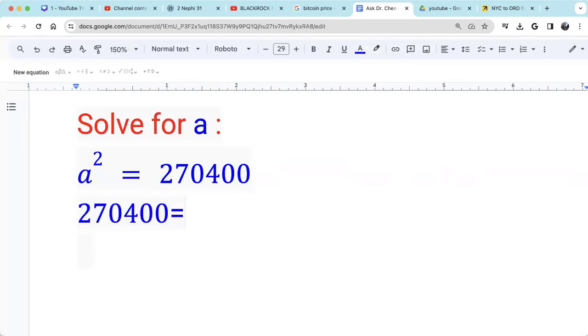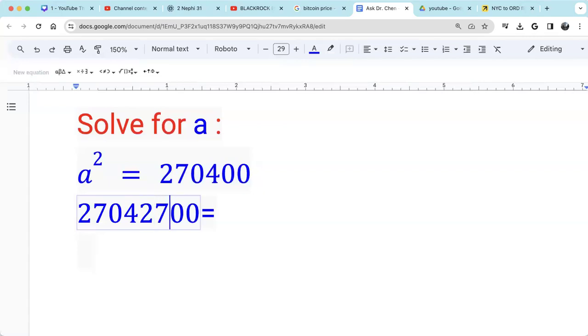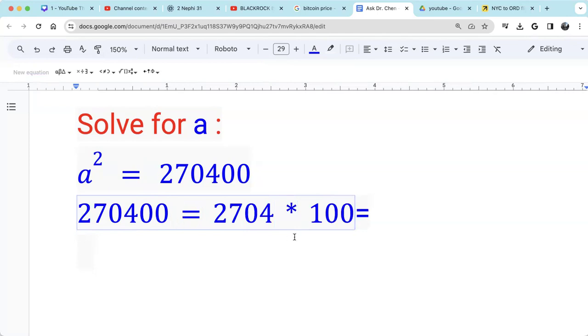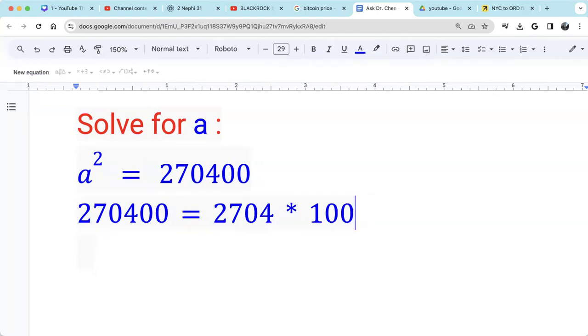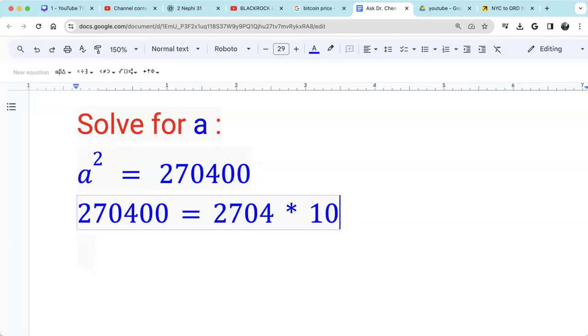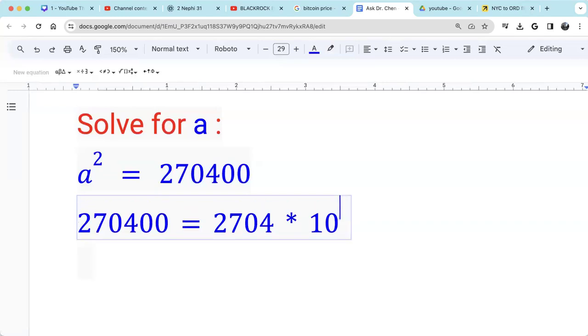Let's divide by 2. That's the easy step. Oh, first we can divide by 100, right? So a squared equals 2704 multiplied by 100. Well, 100 is 10 squared, so we already find a square. So we write 100 as 10 squared. So now let's focus on 2704.